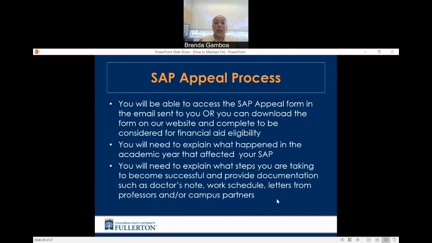For the SAP appeal process, you'll be able to access the SAP appeal form in the email sent to you, or you can download the form on our website and complete it to be considered for financial aid eligibility. You will need to explain what happened in the academic year that affected your SAP, and explain what steps you're taking to become successful and provide documentation, such as a doctor's note, work schedule, letters from a professor, and our campus partner.